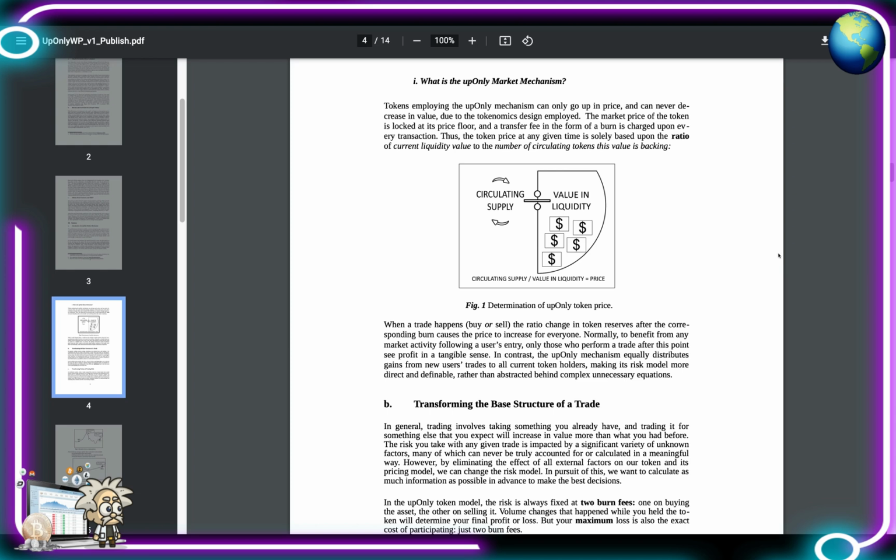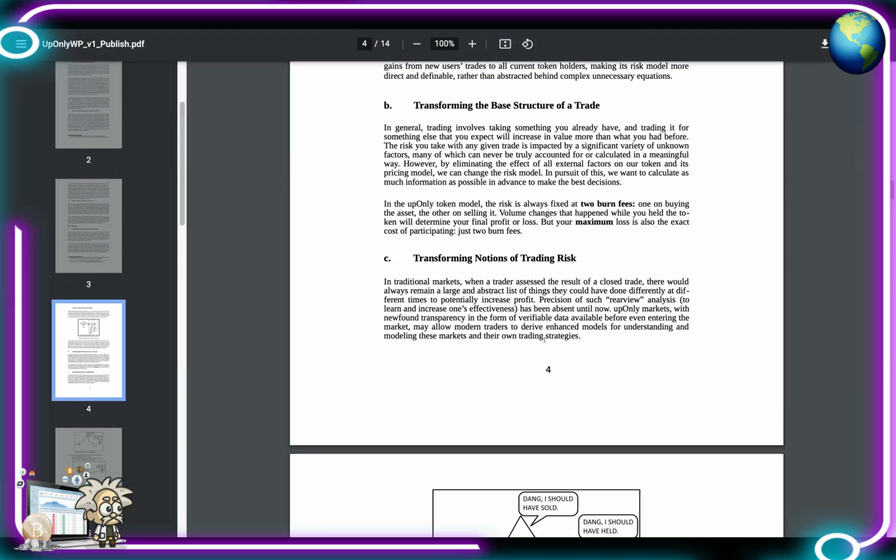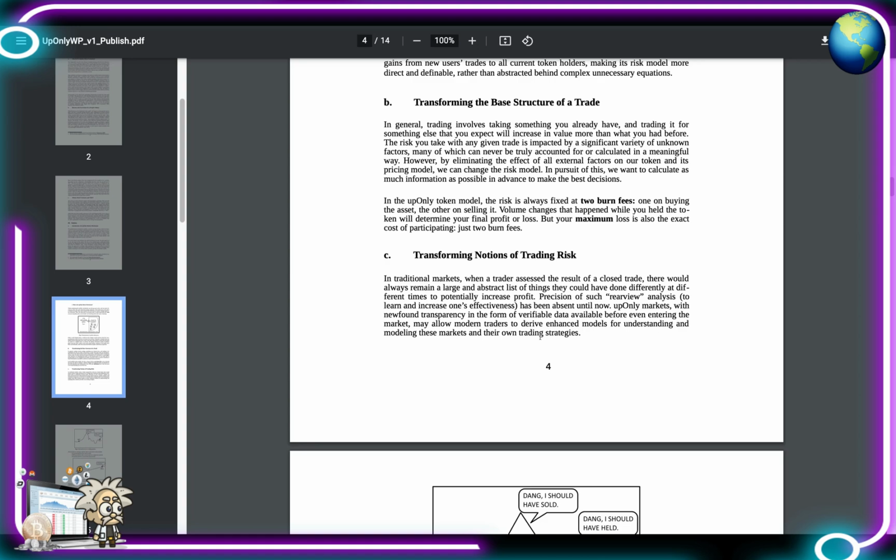Nice diagram of that here, guys, in figure one, showing that when a trade happens, either a buy or sell, the ratio change in the token reserves after the corresponding burn causes the price increase for everyone. Normally, guys, to benefit from any market activity following a user's entry, only those who perform a trade after this point see profit in a tangible sense. They're doing a lot of things, like transforming the base structure of a trade. They're transforming notions of trading risk.